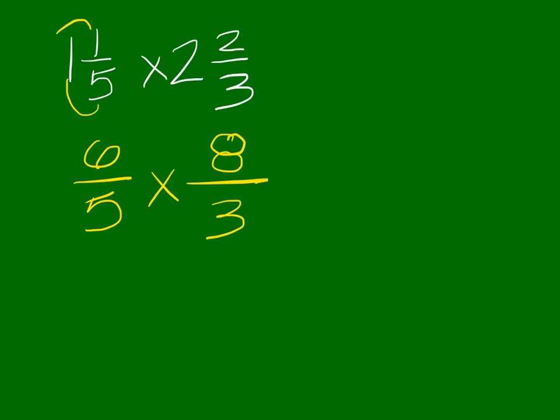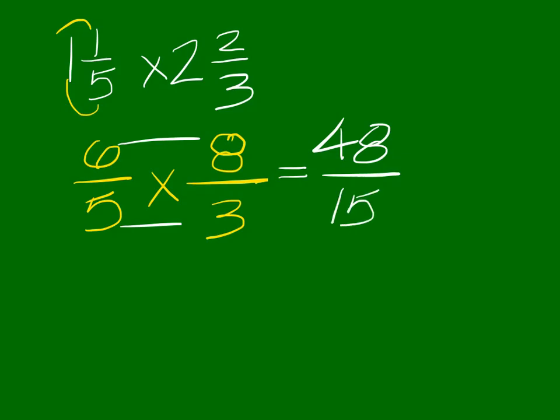Yeah, we multiply straight across. It'll be 48 over 15. Yes. We multiply straight across. 6 times 8 is 48. And 5 times 3 is 15. Now what do I do?